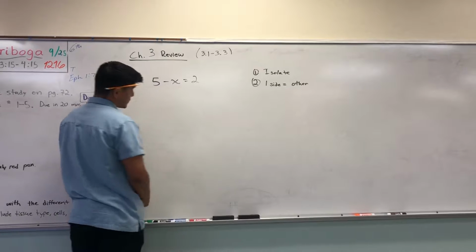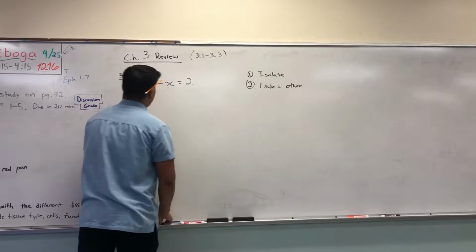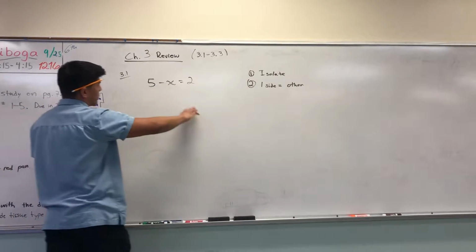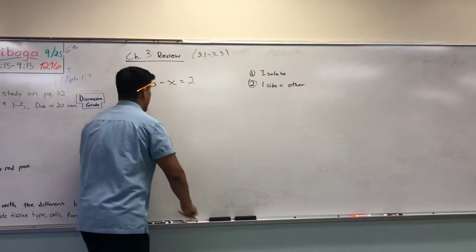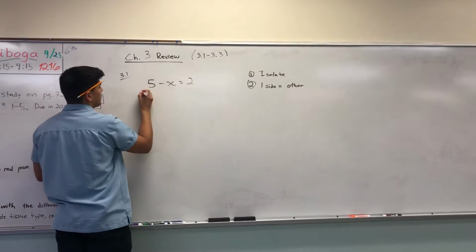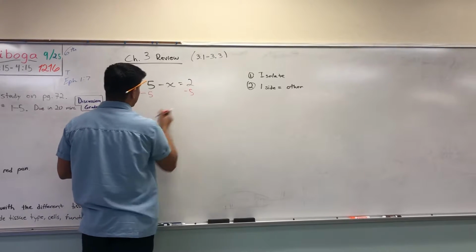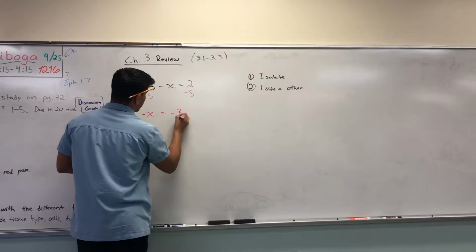So in this case, we have a non-standard form. Okay, we don't have a 0 on one side, but we still do the same thing. We work from the outside in. Here we have a positive 5. To be able to take it out of this side of the equation, we have to subtract 5. And you subtract 5 from both sides. When you subtract 5 from both sides, you end up with negative x equals negative 3.